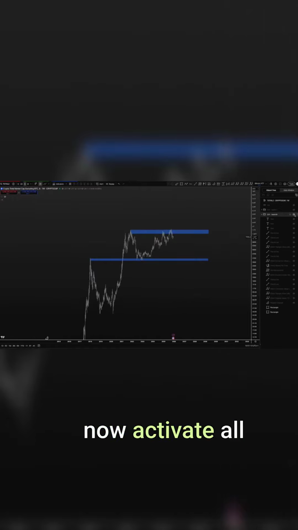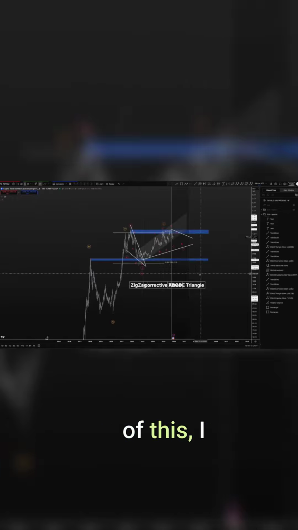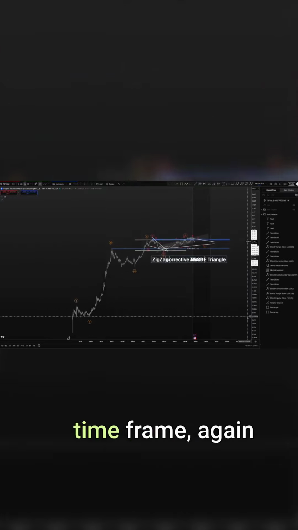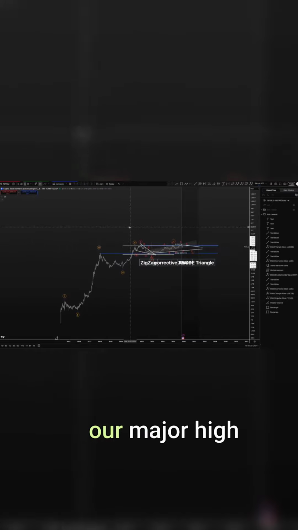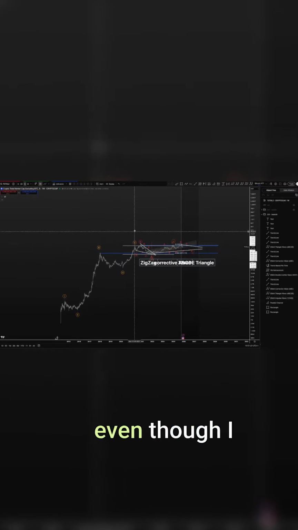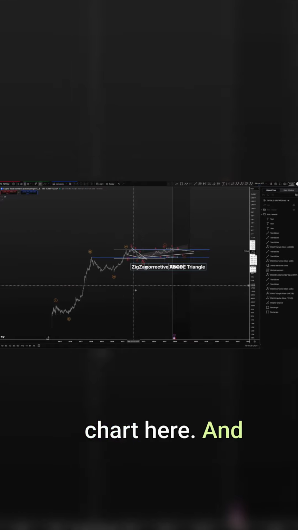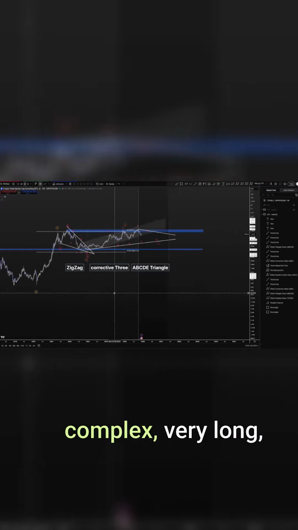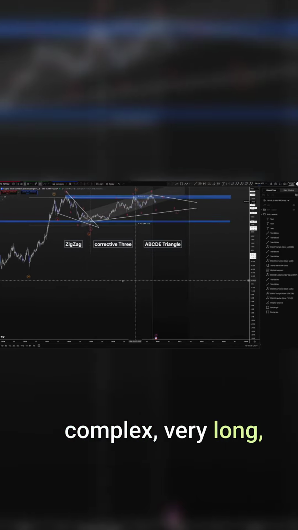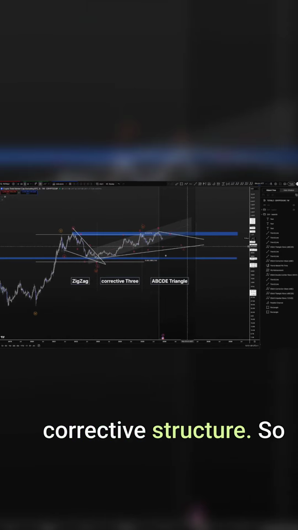If we now activate all of this, I can show you on a high time frame, again the weekly, that this is our wave 1, wave 2, wave 3, wave 4, wave 5, also for our major high time frame 1, even though I have not put this on the chart here. And right now, after this, could be a very, very complex, very long high time frame corrective structure.